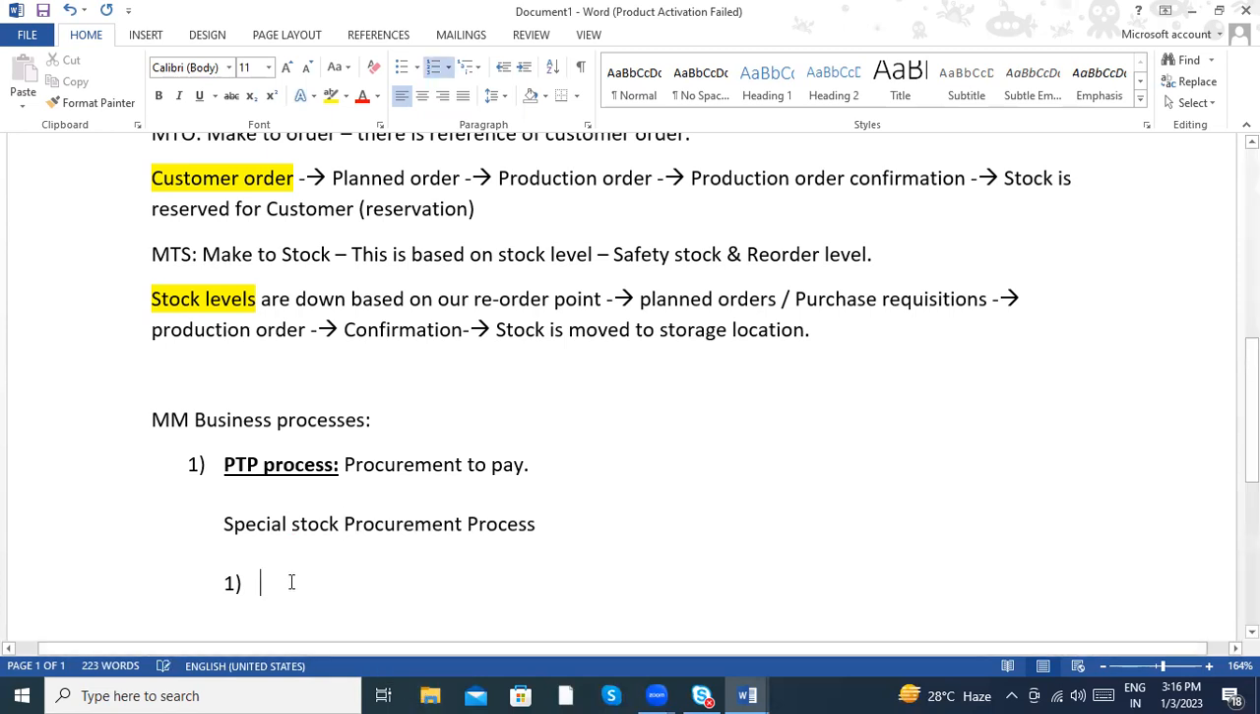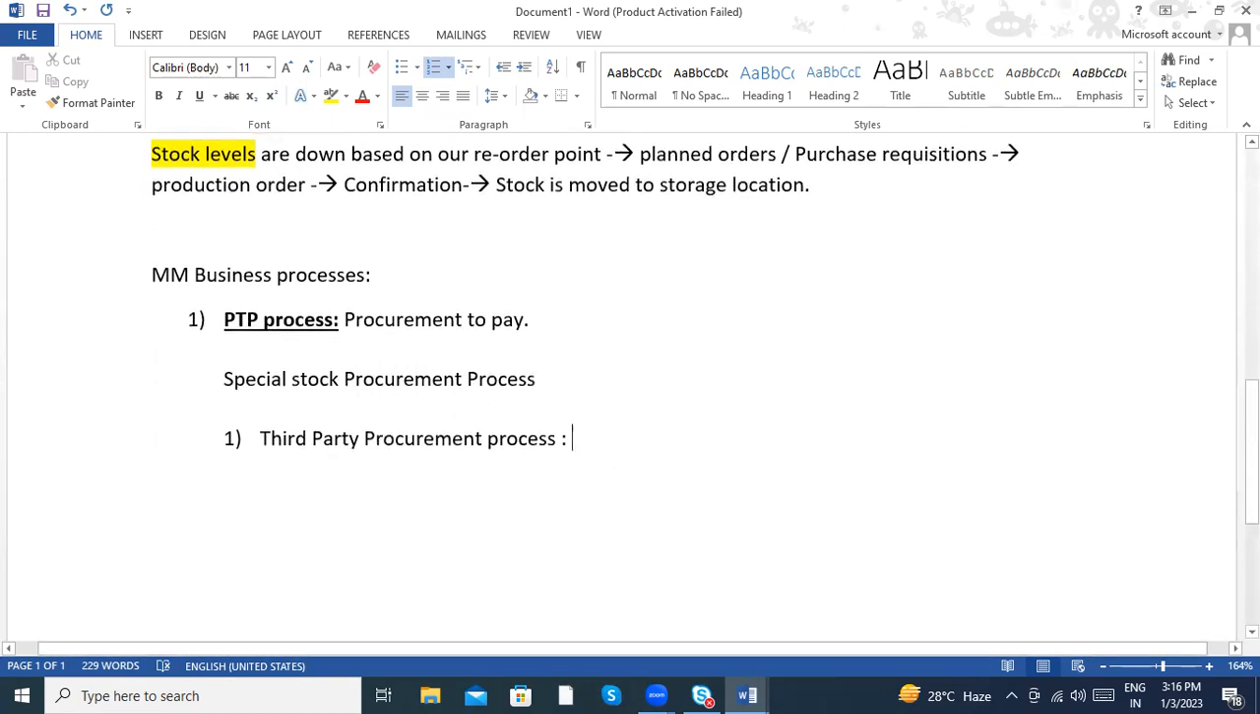The first process is the third party procurement process. Did you ever hear about this one? No, okay. The best example is Amazon, or Flipkart, or any of them, like one example. So what will happen here?